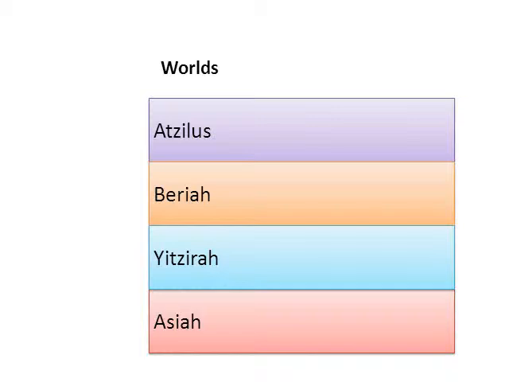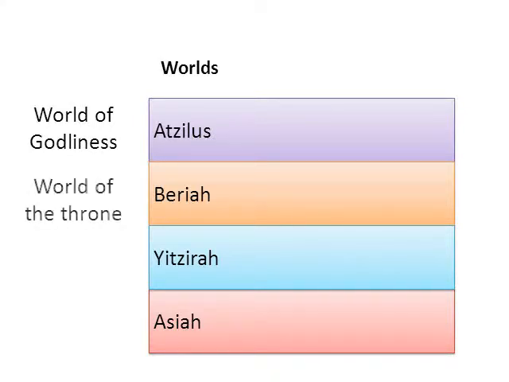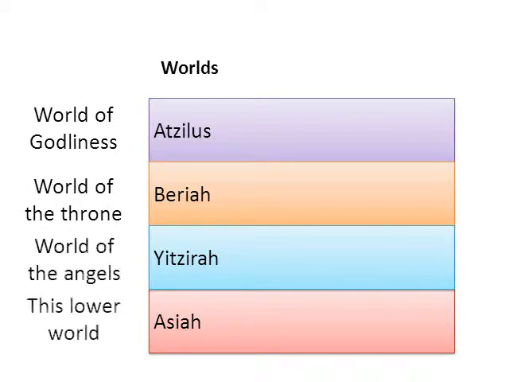Kabbalah discusses the 4 major worlds, which are called Atzilus, which means emanation, Bria, which means creation, Yetzira, which means formation, and Asiya, which means action. Atzilus is the world of godliness, and the world of Bria is called the world of the throne. Yetzira is the world of angels, and Asiya is this lower world.